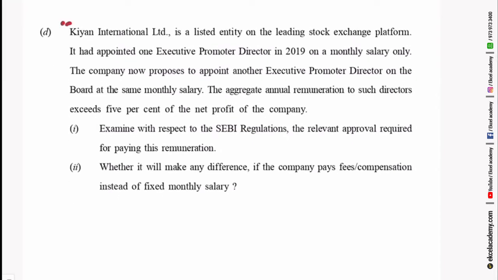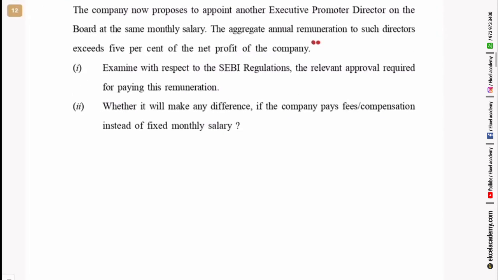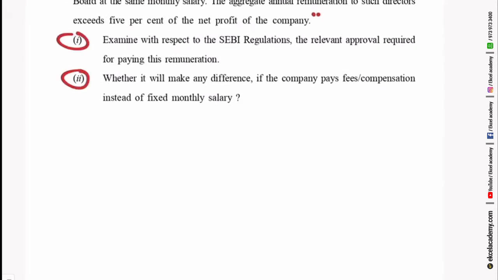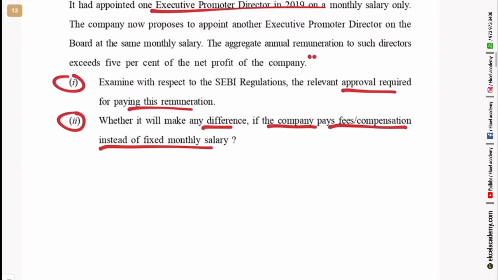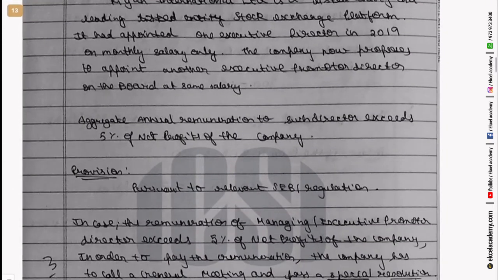Yeah, so again they've given a case law and they've given two questions for it. Examine with respect to the relevant approval required for paying a remuneration, whether it will make any difference if the company pays compensation instead of fixed monthly salary. So it is mainly about executive compensation, director remuneration. So they've given a scenario and you have to answer.